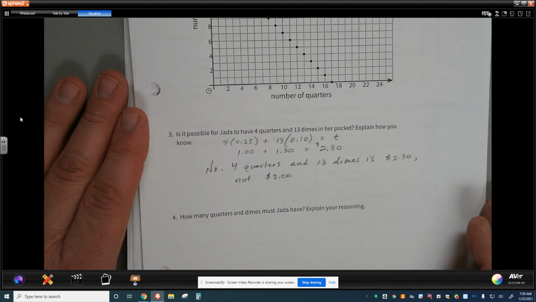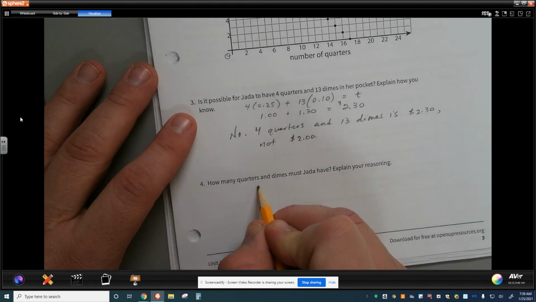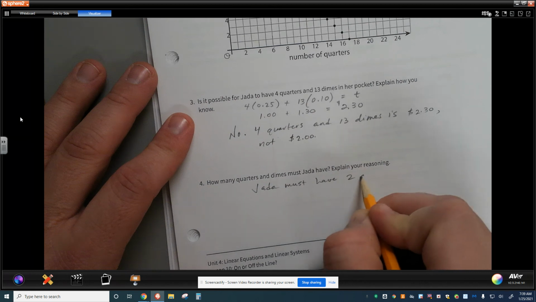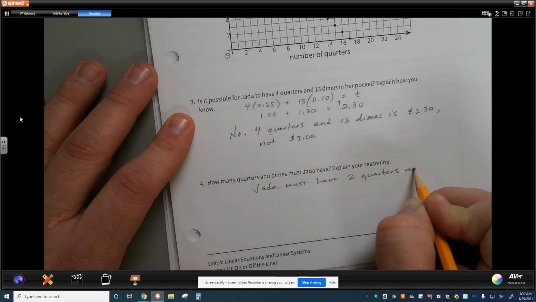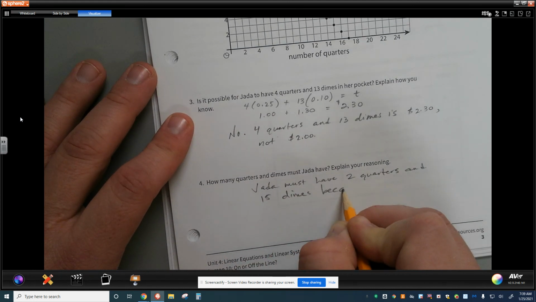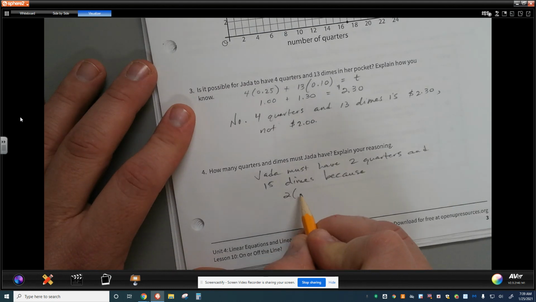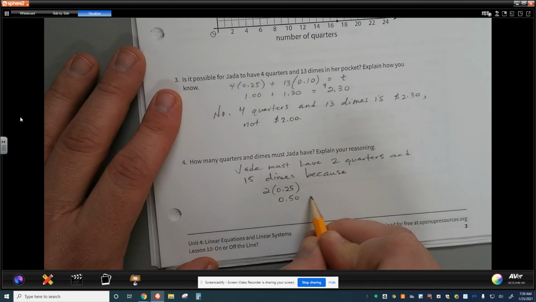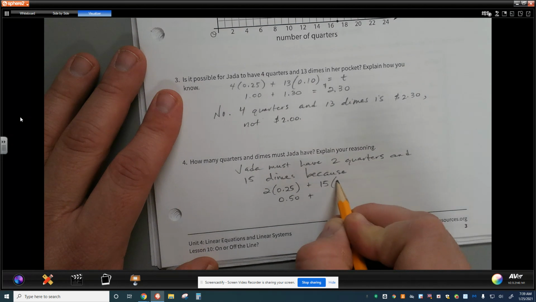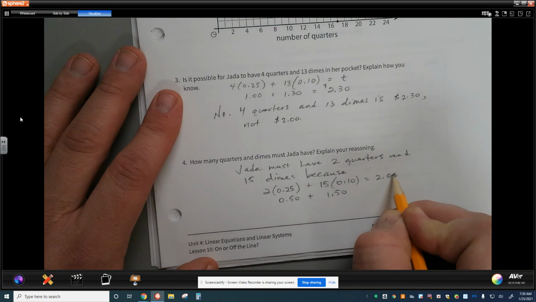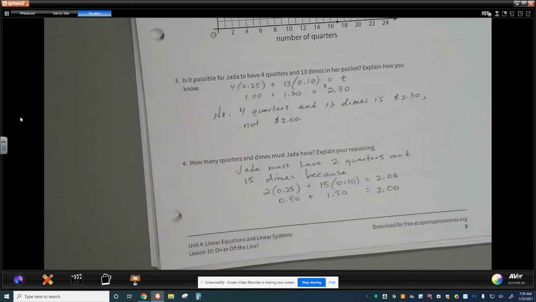All right. How many quarters and dimes must Jada have? Explain your reasoning. Well, as we saw on the table, we know that Jada must have 2 quarters and 15 dimes, because 2 quarters at 25 cents each is 50 cents, plus 15 dimes at 10 cents a piece is $1.50, which equals $2. That's pretty good reasoning there.